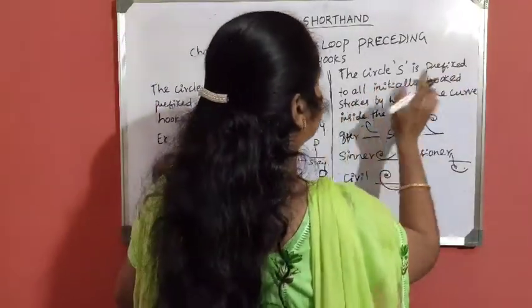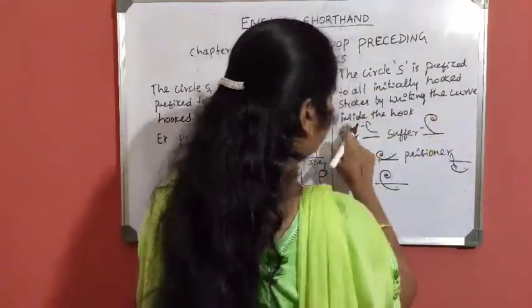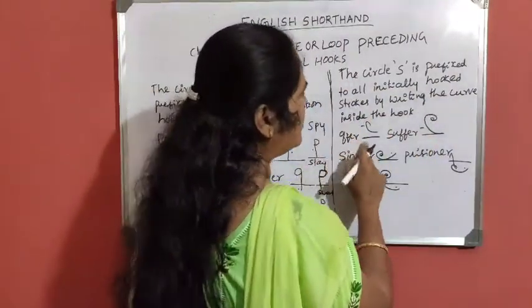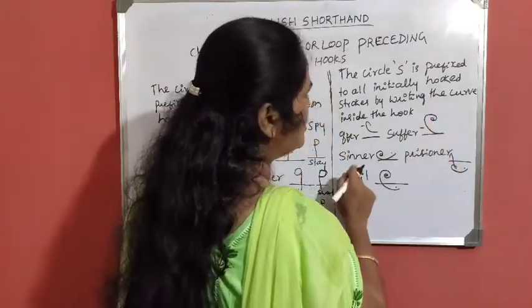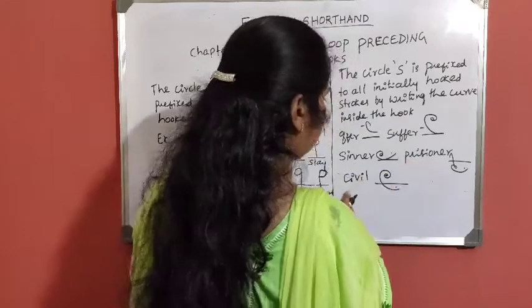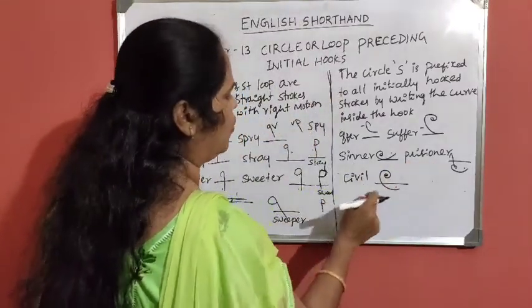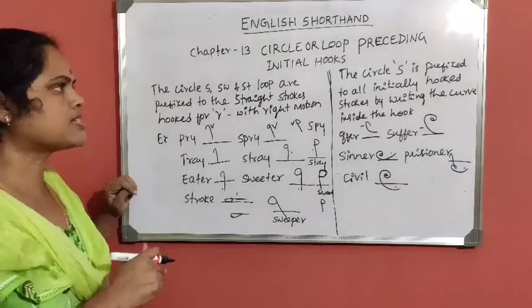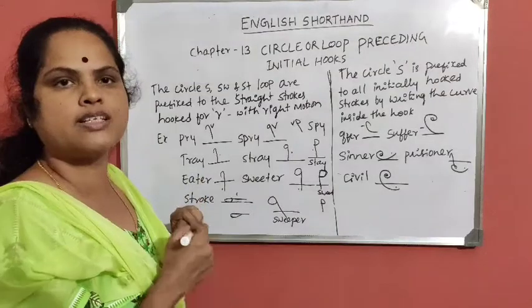Here the circle S is prefixed to all initially hooked strokes by writing the curve inside the hook. Offer, suffer. Here circle S, fur clearly shown. Sinner, prisoner, civil. This is circle S, vowel, E vowel. Now we will see some more rules for when to write the L and R strokes instead of hooks.